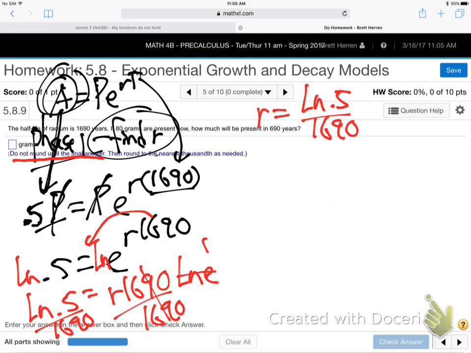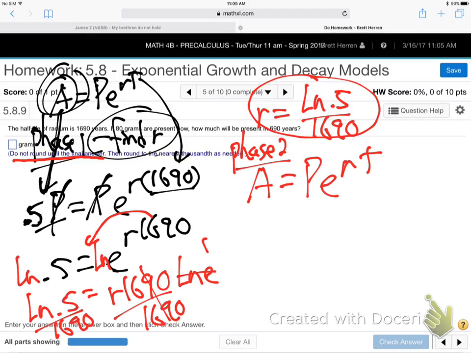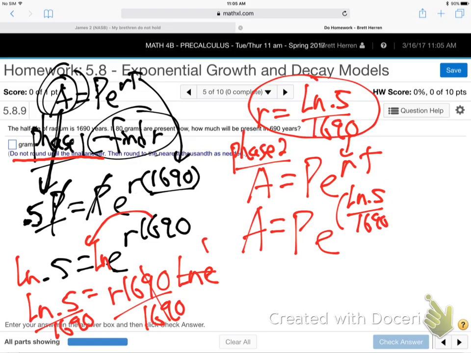So there's my R. So let's go to phase 2 now. What's phase 2? Once you got your hands on R, that was the goal of phase 1, right? To find R. We've got it. Phase 2, you start with the same formula again, but now you stick in your R that you found from phase 1. Does it make sense? These will always pretty much work this way. Phase 1, use the PERT formula, find R. Phase 2, start the PERT formula again, plug in the R. So, the R, ln 0.5 over 1690t. Does that make sense?